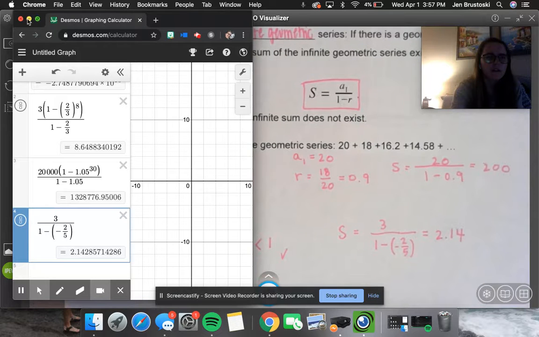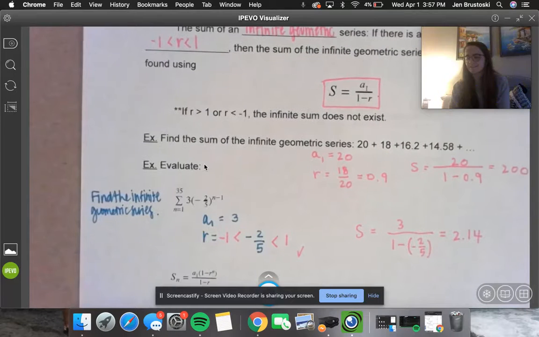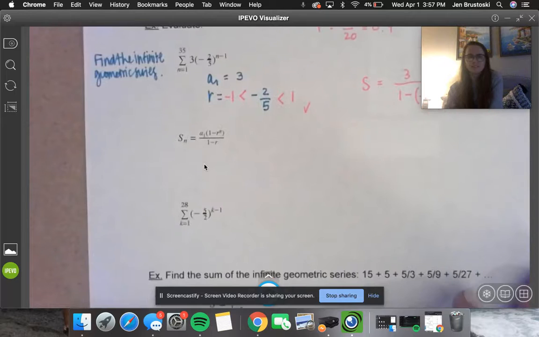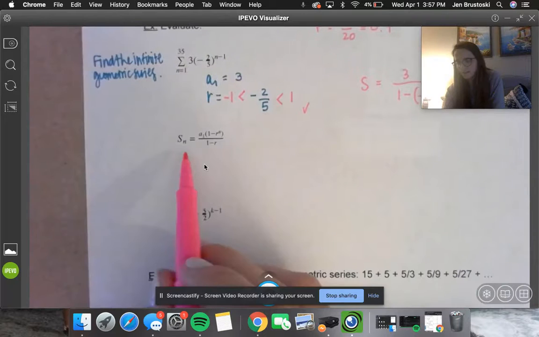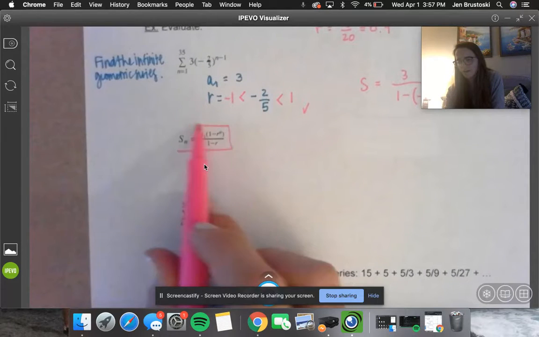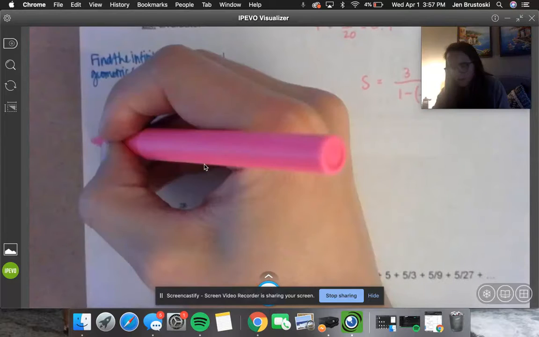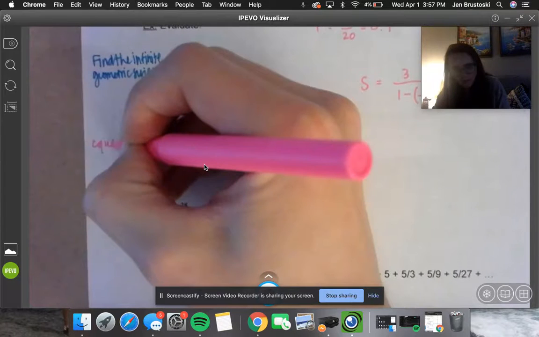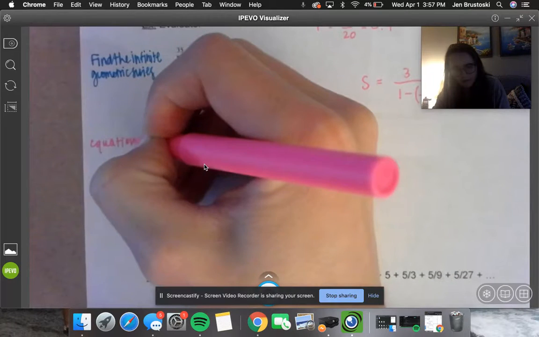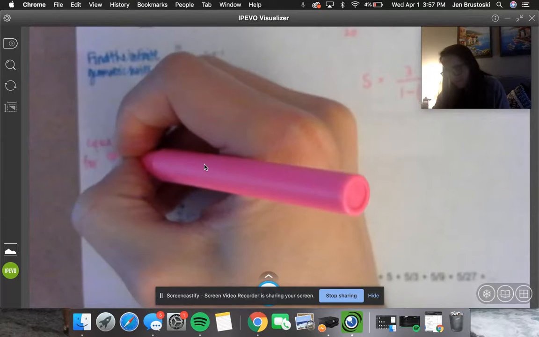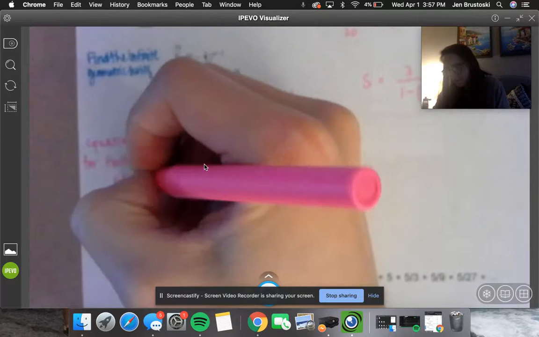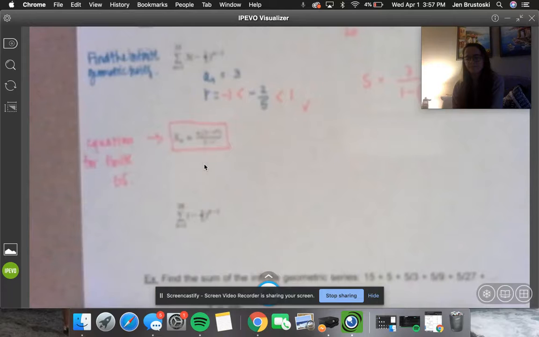Okay, so that next one there, you can see is just the equation for our finite geometric series. Just ignore that. We're going to go on to the next example.